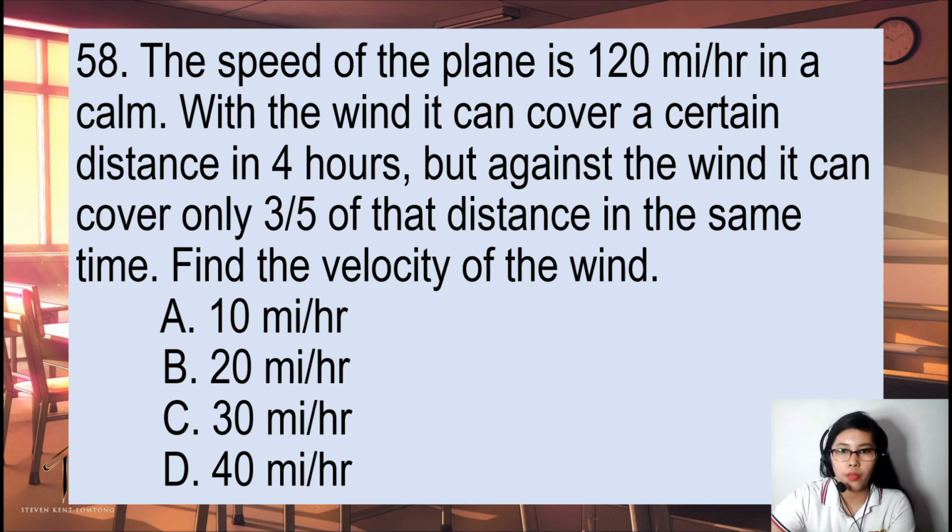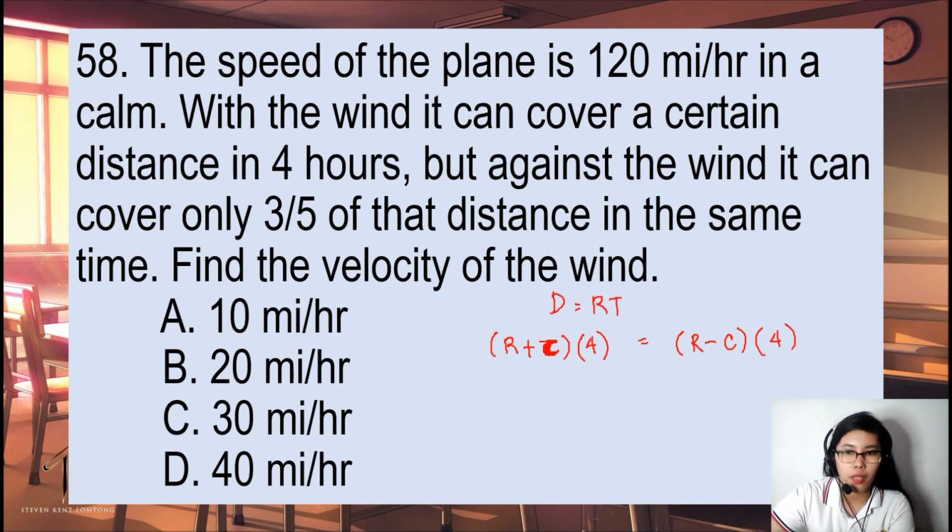So we know that distance is equal to rate multiplied by time t. And it says here that with the wind, it can cover a certain distance in 4 hours. So let us put this as R plus C, where C is the velocity of the wind, multiplied by time t, that is 4 hours. And against the wind, that is R minus C, same time, so 4. As you can see, this is the distance traveled against the wind.